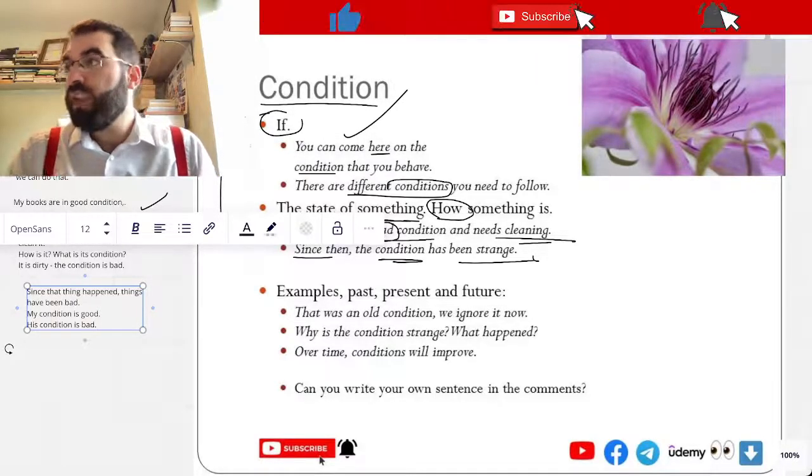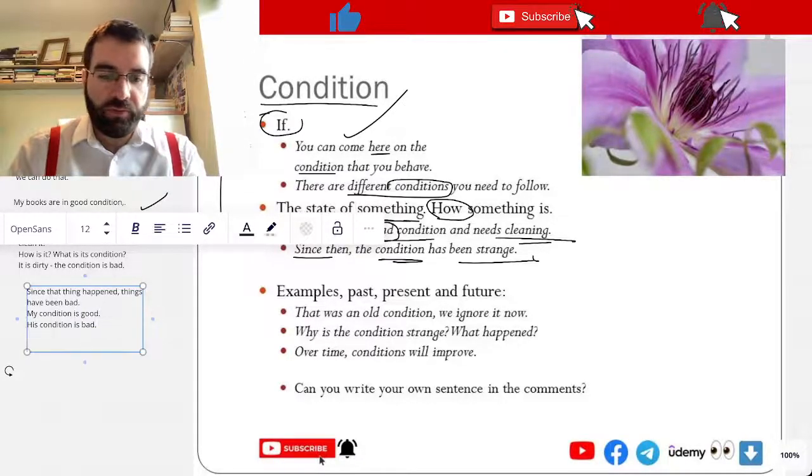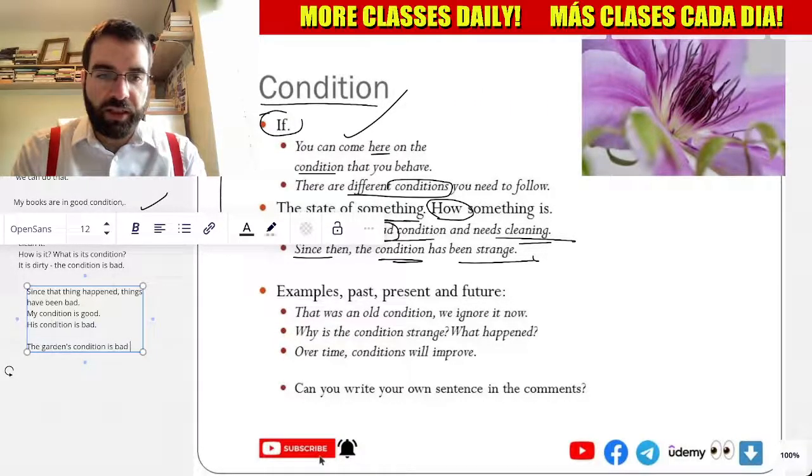The letter's condition is very clean. The garden's condition is bad. It is messy and the grass needs cutting.